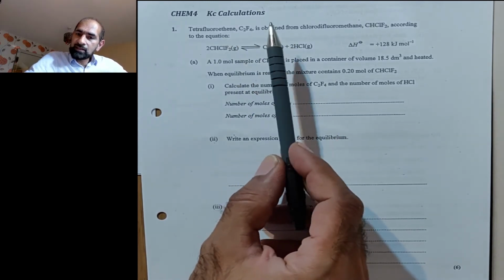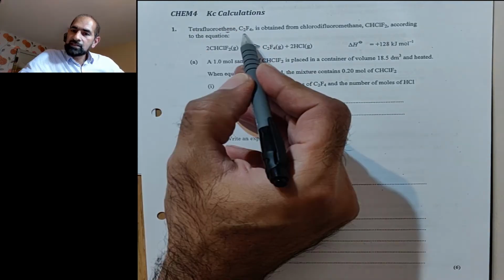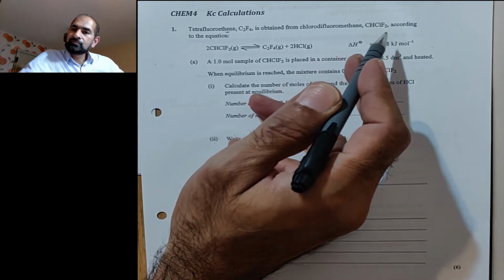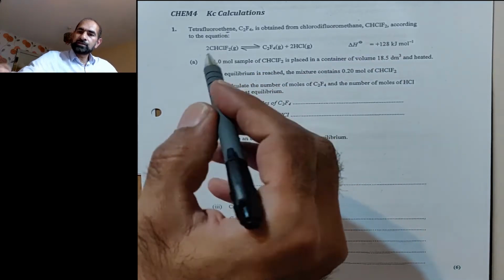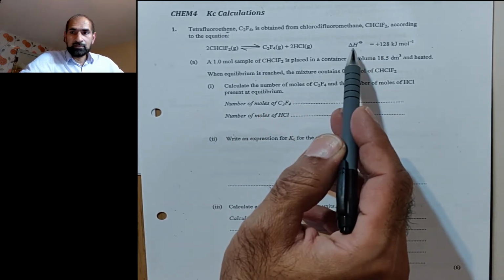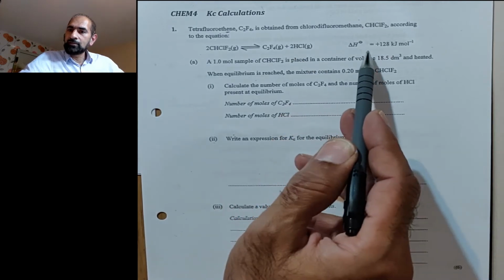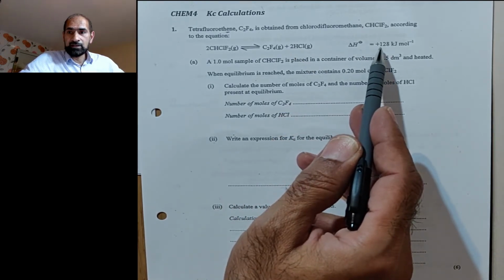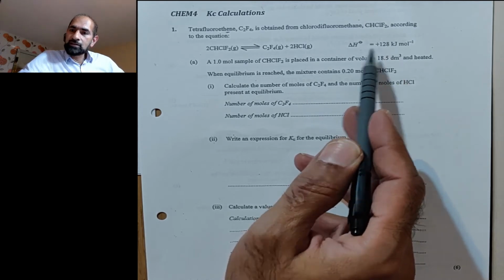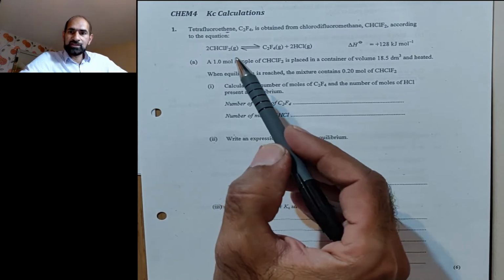So this question, Kc calculations. Tetrafluoroethene, C2F4, is obtained from chlorodifluoromethane, according to the equation. So there's the equation, there's the equilibrium arrow. Oh, they've given us enthalpy, so there's bound to be a question about that. The forward reaction enthalpy is plus 128 kilojoules per mole, so it's endothermic that way, so it must be exothermic that way, just saying.